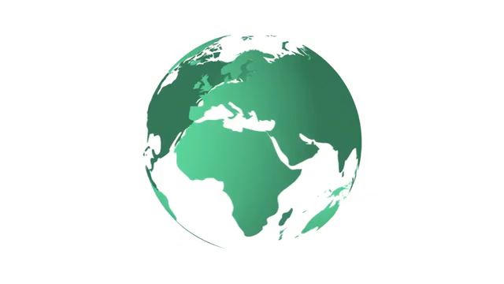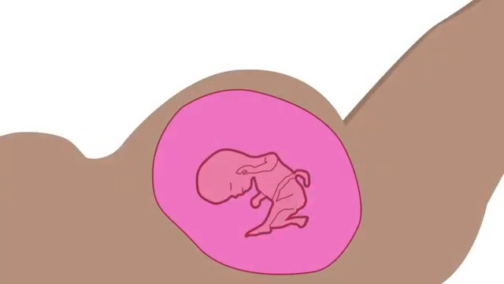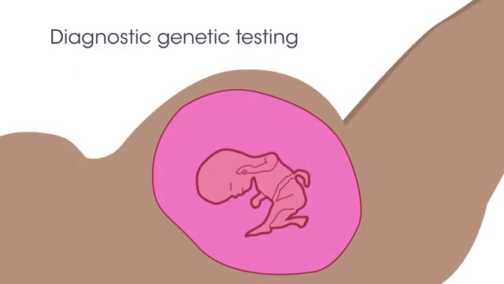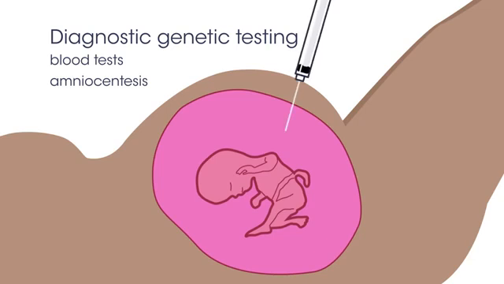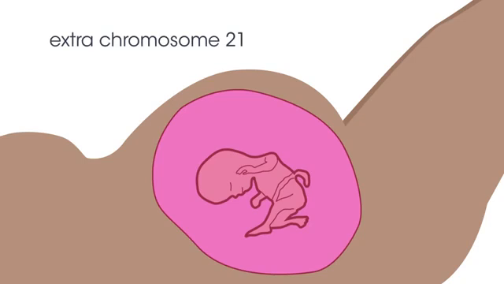In some countries, people who are pregnant are offered diagnostic genetic testing for Down syndrome. This can be done by blood tests or amniocentesis, which involves taking a sample of the amniotic fluid surrounding the fetus in the uterus and looking at the number of chromosomes in those cells to see if any have the extra chromosome 21 for Down syndrome.